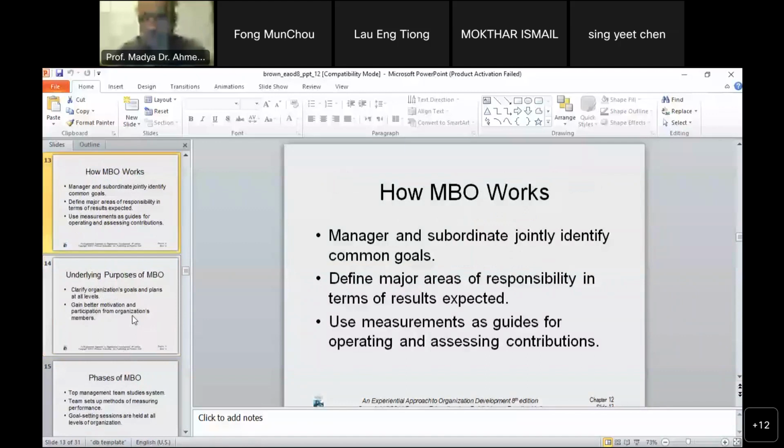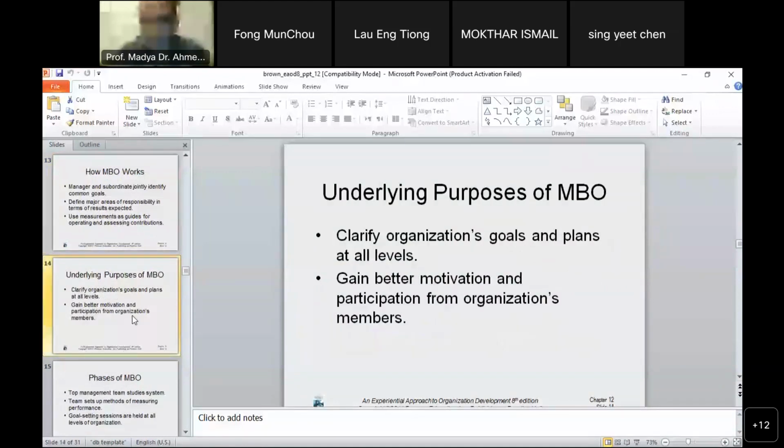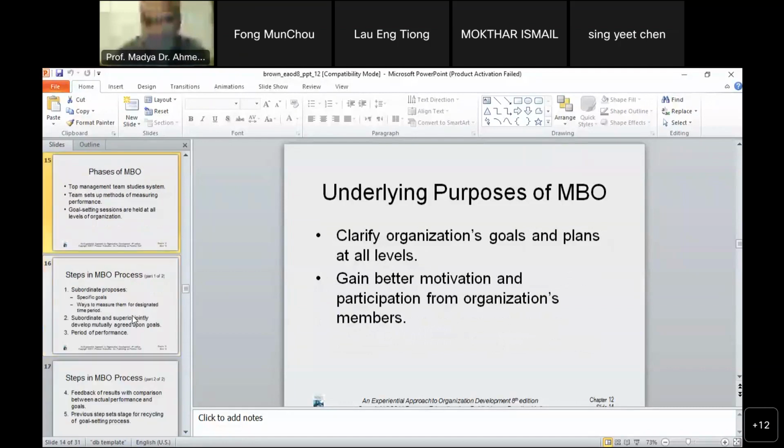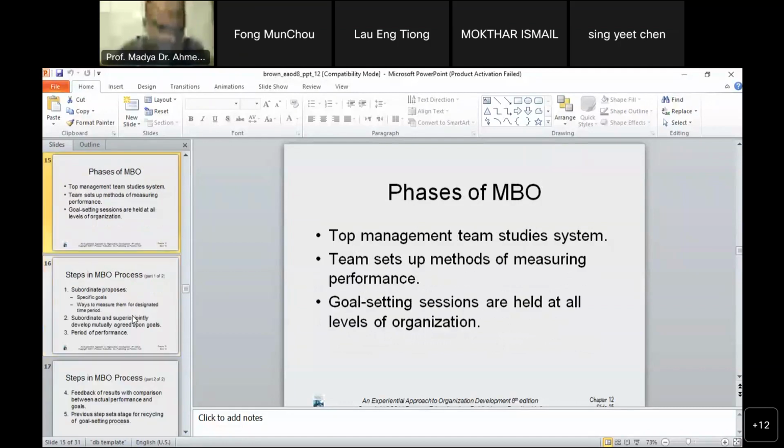common goals. They need to define the areas of responsibilities and use some measurement to guide in operating and assessing contribution. So the underlying purpose of MBO is to clarify organization goals, to have plans at all levels, to gain better motivation and participation for the organization. There are five phases for this process, which is the phases of the MBO process.